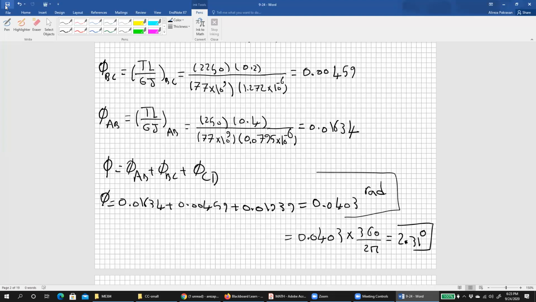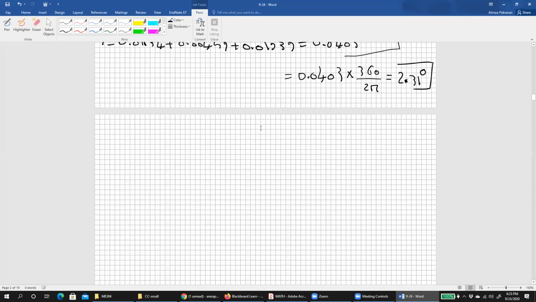What happens if, not only tau allowable, but the allowable angle is also given? Maybe something is already designed, and we want to design something and say the maximum angle in the shaft would be this value, maybe 1 degree, 2 degree. Then what is the maximum torque we need to apply on that? Something like this, right? So let's assume something like this.